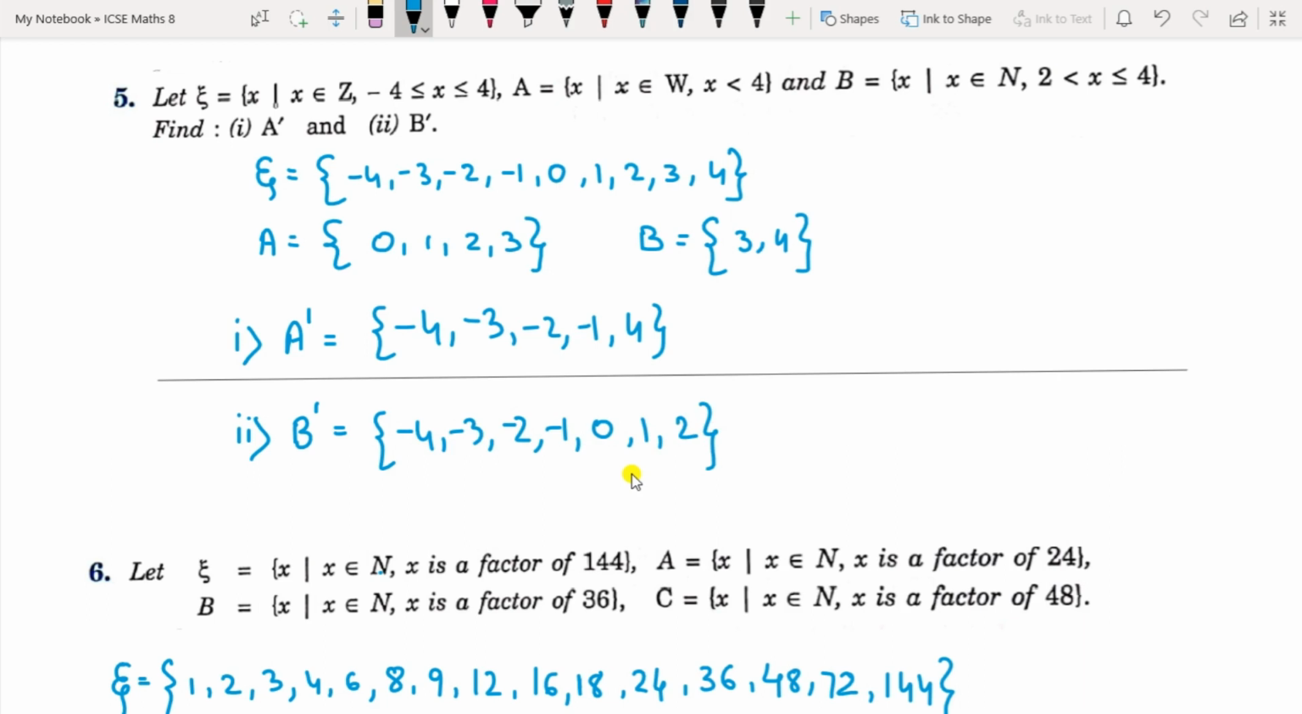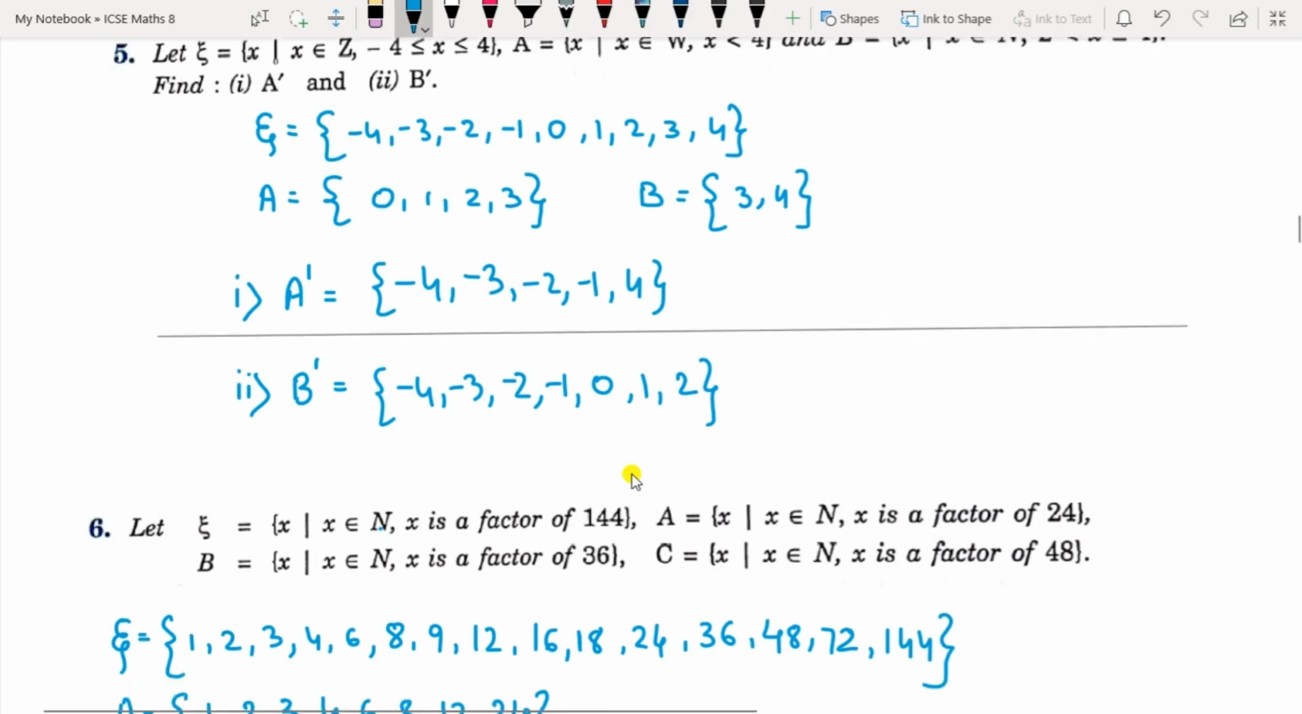When they ask you the question in the set builder form, you have to convert it into the roster form first and then solve for the given question.